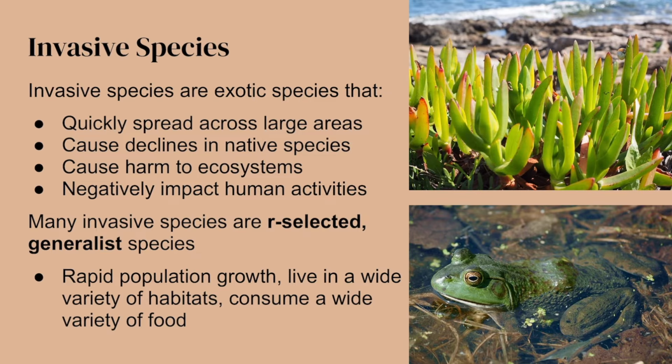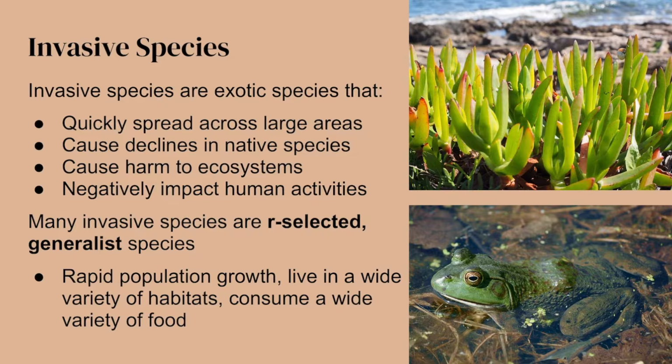So the rapid spread of invasive species is primarily due to the fact that they don't have any natural enemies in the region where they are introduced. Many invasive species are generalists. We already know what a generalist is. That means that a species can live in a wide range of habitats and consume lots of different types of food.